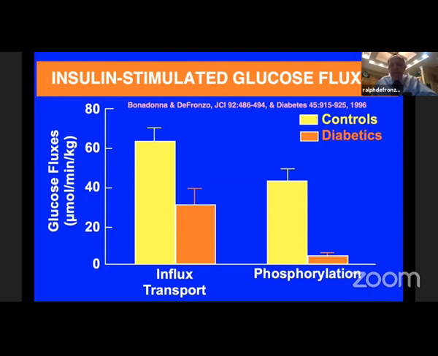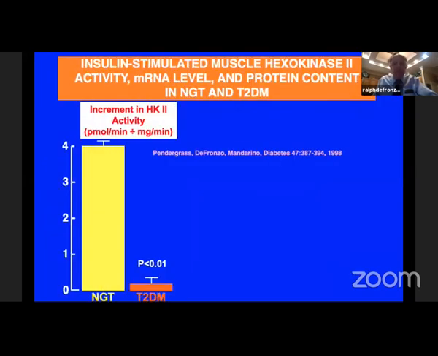And it's obvious that the defect in phosphorylation, this is hexokinase 2, is much greater than the defect in glucose transport. So there are defects in both glucose transport and phosphorylation. And as I said earlier, they have nothing to do with the amount of GLUT4. They have to do with the inability of insulin to activate the GLUT4 transporter and also to activate hexokinase 2. And we show that by taking these subjects back and then infusing insulin and then measuring hexokinase 2 activity.